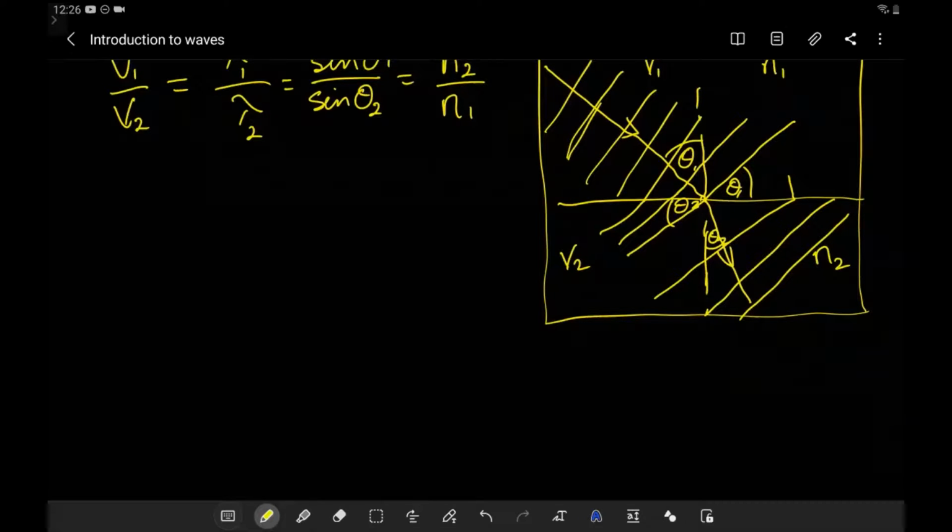We could say what theta 1 and theta 2 are. I will just say it, I won't write it. Theta 1 and theta 2 are the angle of incidence, that is the angle incoming, and the angle of refraction, that is the refracted angle. That is the angle at which the light ray bends towards the normal. The normal meaning the perpendicular line here.